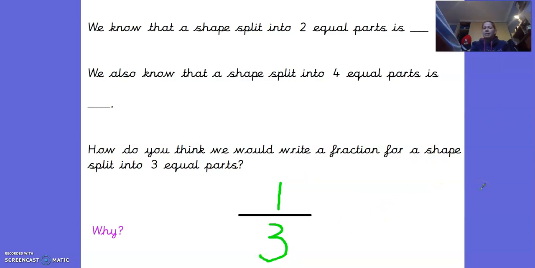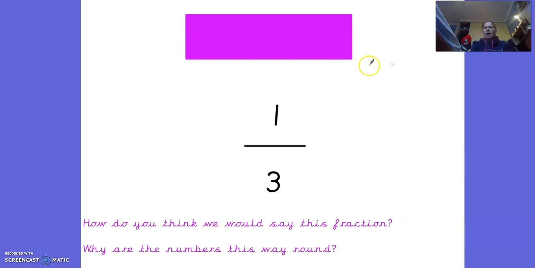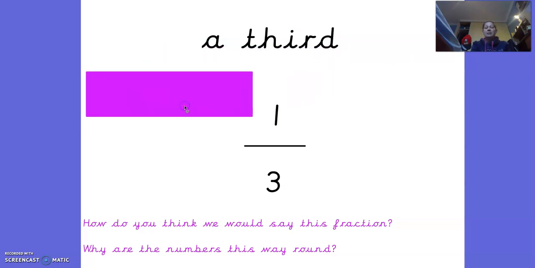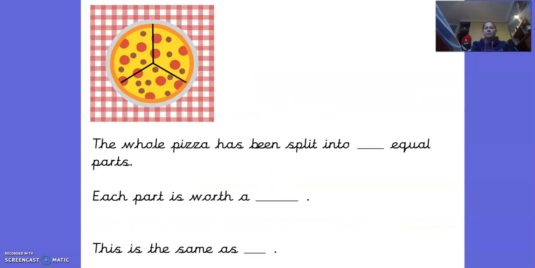Anybody seen that fraction written before? Why do you think that is how we would write it? Okay, because the 3 at the bottom is because we split it into 3 equal parts, and we have got one of those equal parts. Anybody have any ideas how we would say this fraction? Okay. We would say a third, okay? And we've already talked about why the numbers are written that way round.